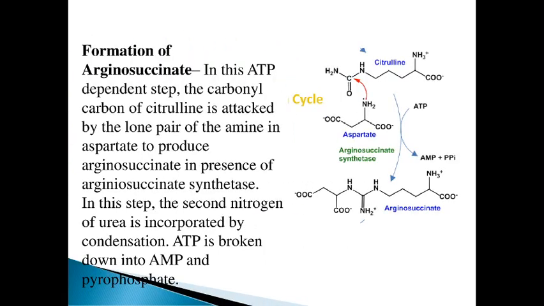Third step, that is seen in the cytosol of the liver cell, formation of argininosuccinate. In this ATP dependent step, the carbonyl carbon of citrulline is attacked by the lone pair of the amine in aspartate to produce argininosuccinate in presence of argininosuccinate synthetase. In this step, the second nitrogen of urea is incorporated by condensation. ATP is broken down into AMP and pyrophosphate.